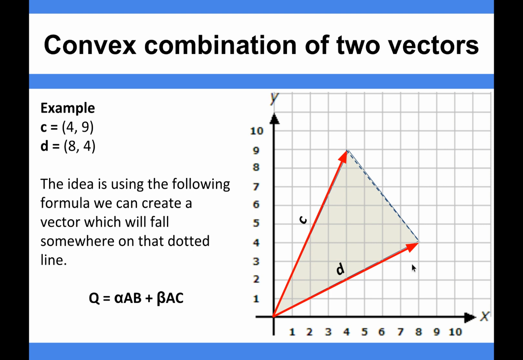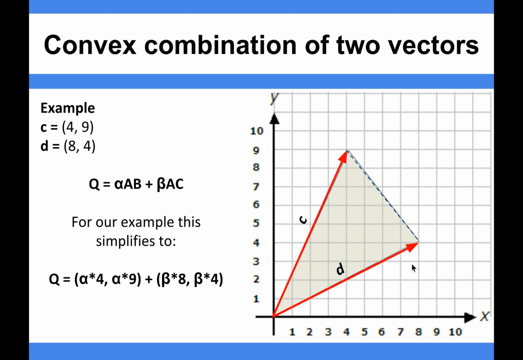So the idea is using the following formula, which is known as the convex combination of two vectors. We can create a vector which will fall somewhere on that dotted line, and we can choose where. The formula is Q equals alpha AB plus beta AC. We obviously have D and C, so it'd be slightly different from A and C, but that's the formula you'd probably see.